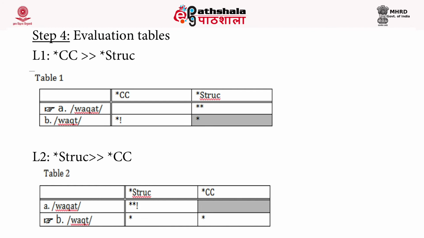In language 2, if no structure is dominating, no consonant cluster, in table 2 as you can see, Waqt has 2 fatal violations and Waqt has 1 violation of no structure, and 1 violation of no consonant cluster. But since Waqt has 2 violations of no structure, therefore it becomes a fatal violation and Waqt is chosen over Waqt in language 2.